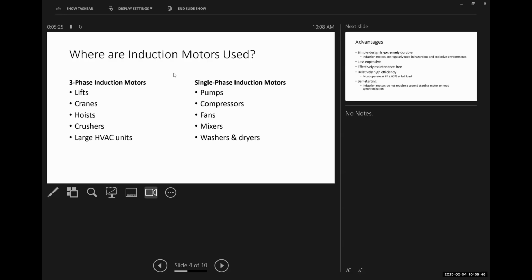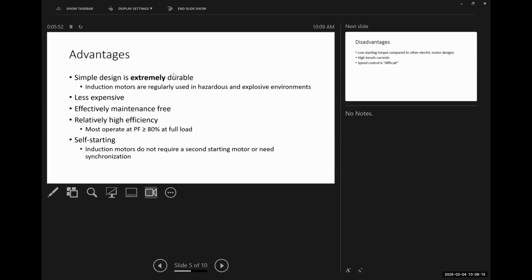But the induction motor literally changed the industrialized world. It is one of the main reasons why we actually use AC power for distribution systems, to be able to deliver power efficiently to large scale industrial induction motors. All right. So they're used literally everywhere. Let's talk about why they're used literally everywhere.